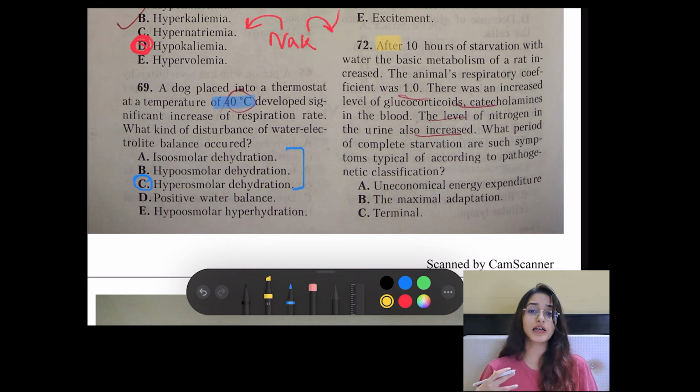Next, after 10 hours of starvation, the basic metabolism in the rat is increased, because it is kind of an immediate response to stress. So there will be many hormones released: glucocorticoids, all the stress hormones, norepinephrine, epinephrine. So the basic metabolism increases initially, and the respiratory coefficient is 1. 1 is characteristic for carbohydrates, and you see all these hormones in the blood. So this is your period of uneconomical energy expenditure.